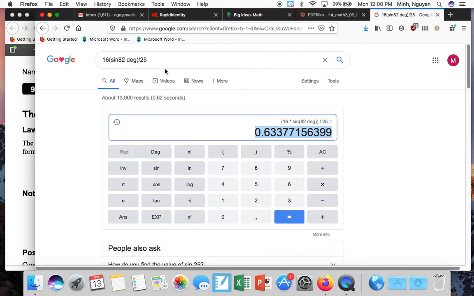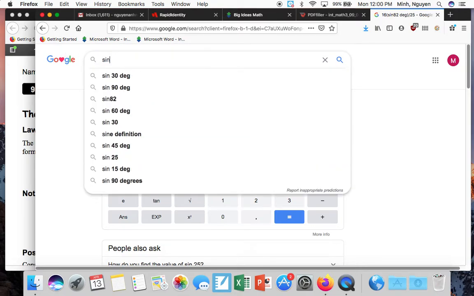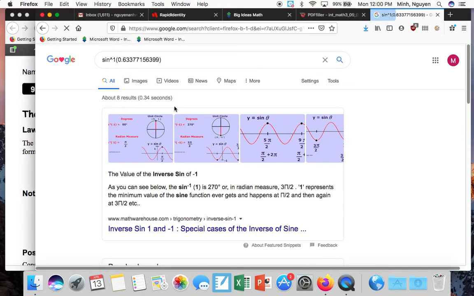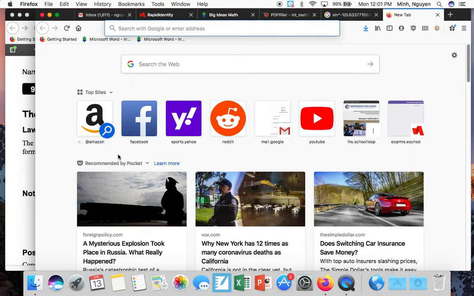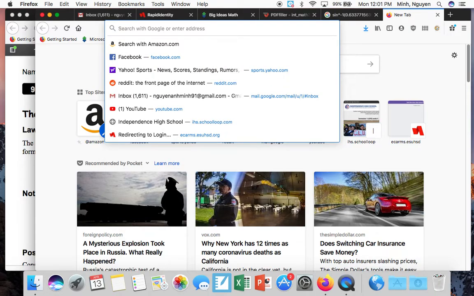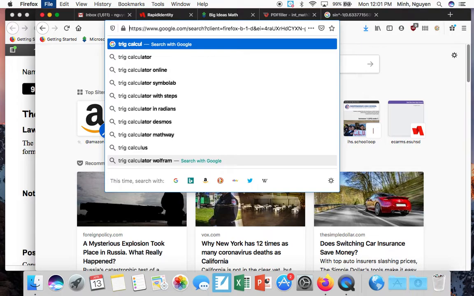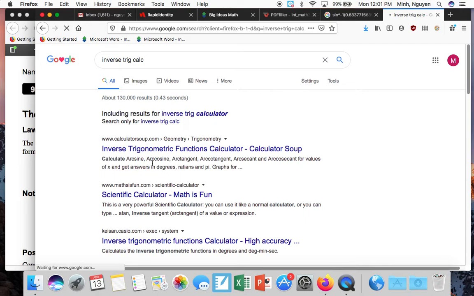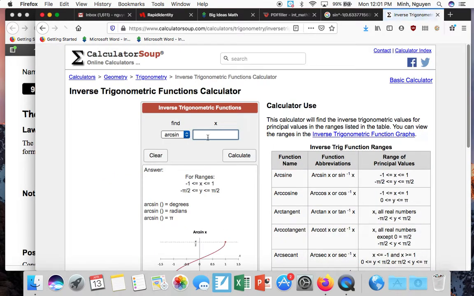So in your calculator, do we have it here? No. But let's see if it'll do it anyways. Inverse sine. Will you do it? Nope. Okay, let's do trig. No. Inverse trig. Oh, arc. That's what it's called.